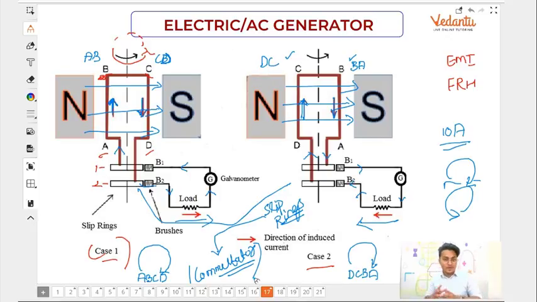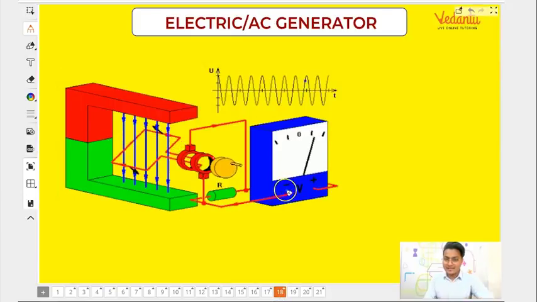Here it is the slip ring which is changing the direction of the current, because that is what is connecting the armature coil and the external circuit. If that was not there, nothing would have happened. Got my point? Now the best part about this is, still you have not understood how this is AC, sir? Concentrate. Look at this.